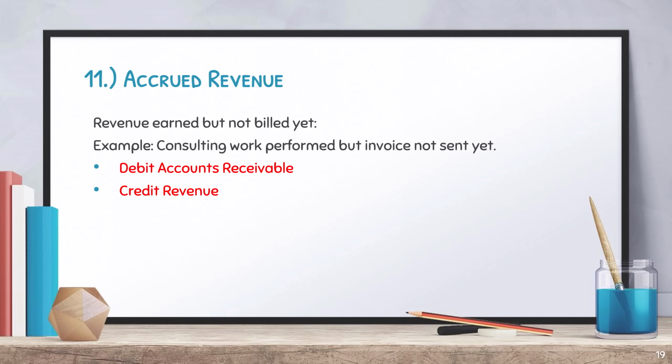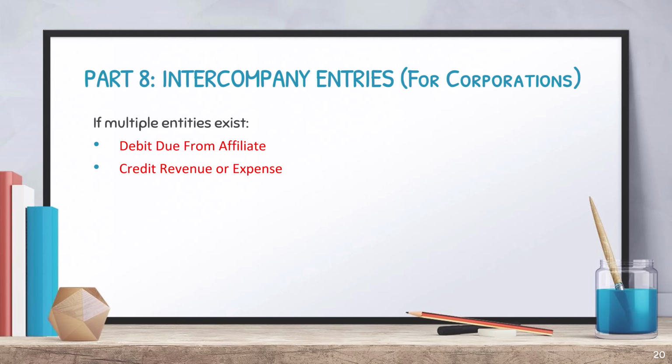Part 8, Intercompany Entries for Corporations. If multiple entities exist, book this entry. The logic is to eliminate mismatch between related companies.